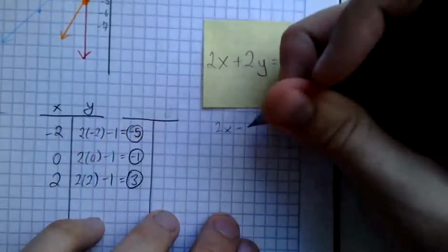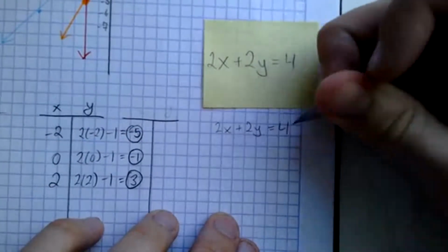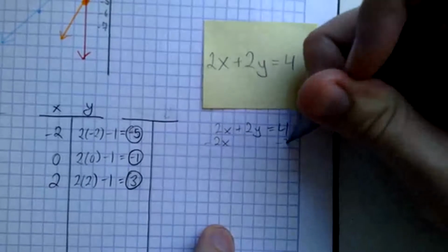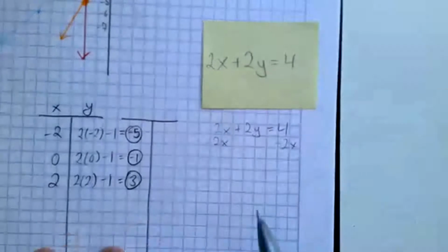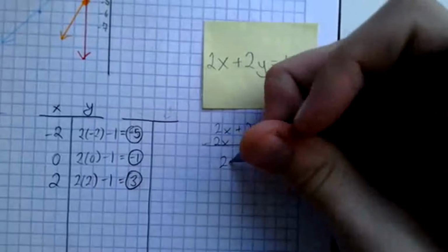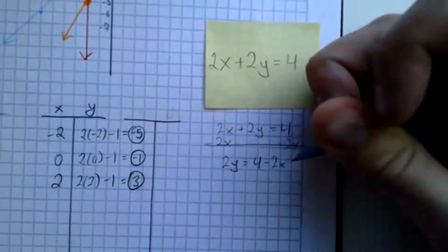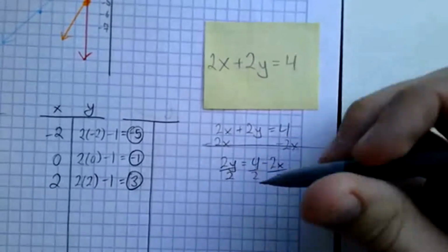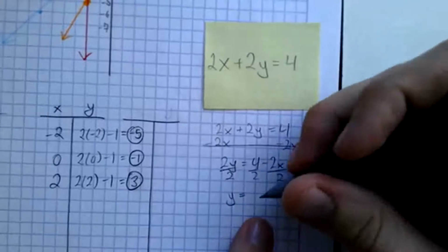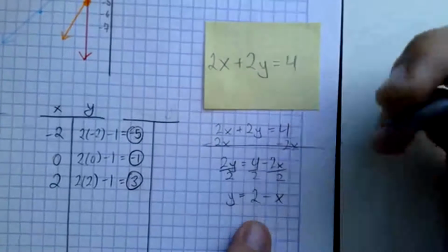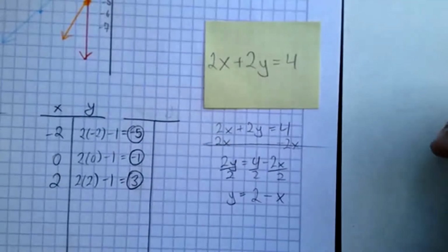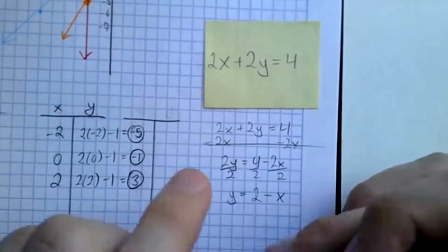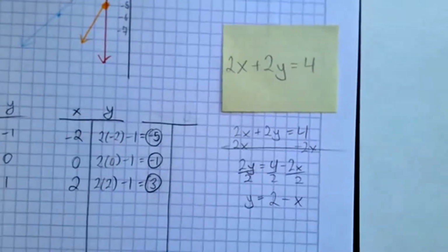So we start with 2x plus 2y equals 4. Now let's move things away from the y. One way to do that is subtracting 2x from both sides. So now we get 2y equals 4 minus 2x. Now we can divide both sides by 2, remembering to distribute that division across the sum. Then we get 2 minus x. Y equals 2 minus x. This is easy enough because now we can plug in any x and figure out what y is just like that, just by doing a tiny little calculation.